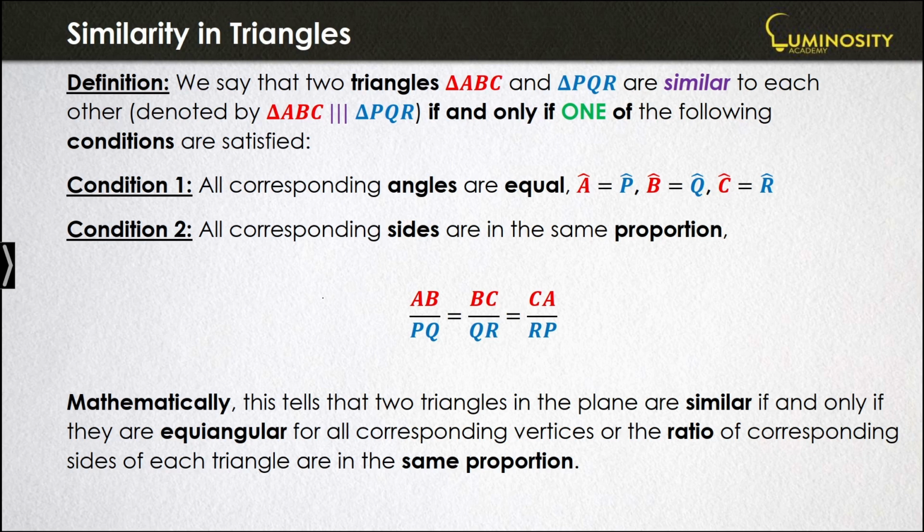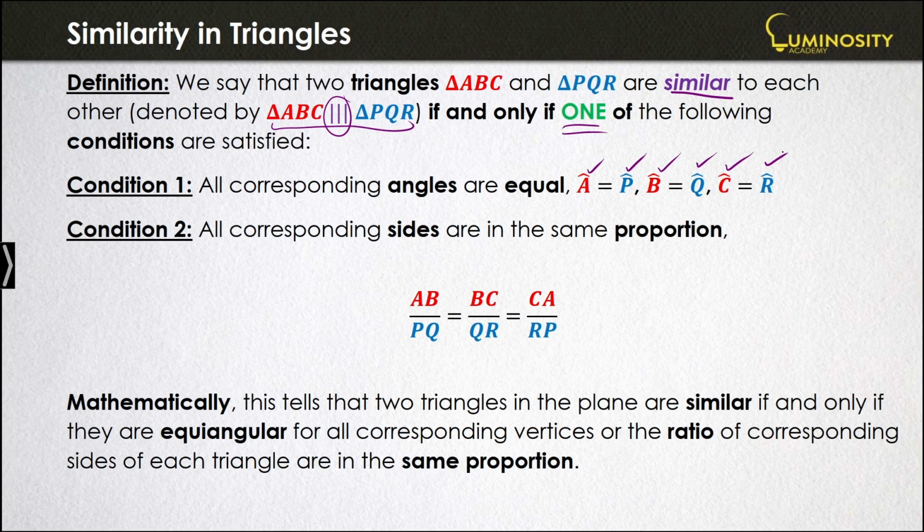We say that two triangles ABC and PQR are similar to each other, denoted by triangle ABC similar to triangle PQR, if and only if one of the following conditions is satisfied. If you prove either condition 1 or condition 2, then you have shown that the two triangles are in fact similar. Condition 1 stipulates that all corresponding angles are equal. Written in this order, angle A must equal angle P, angle B equals angle Q, and angle C equals angle R. If you show that, then you've shown that the two triangles are similar.